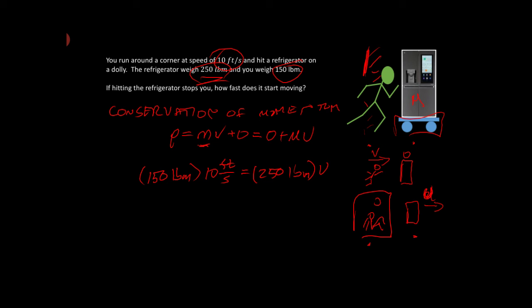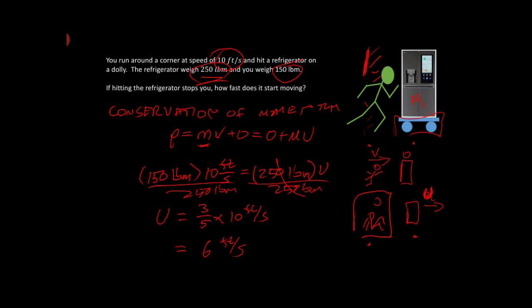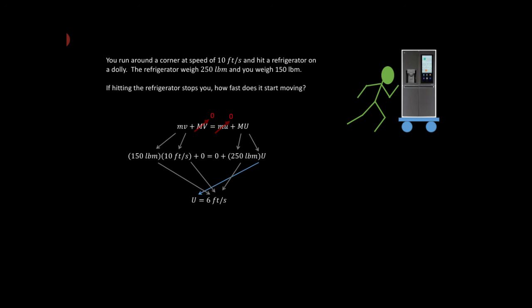How do we take care of this? We divide through by 250 pounds. That guy is gone, and then we have 150 over 250, which is 3/5, times 10 feet per second, and that's going to give me 6 feet per second, so it's going to go slower than you. I just said that. So more or less that's all that's going on with this.